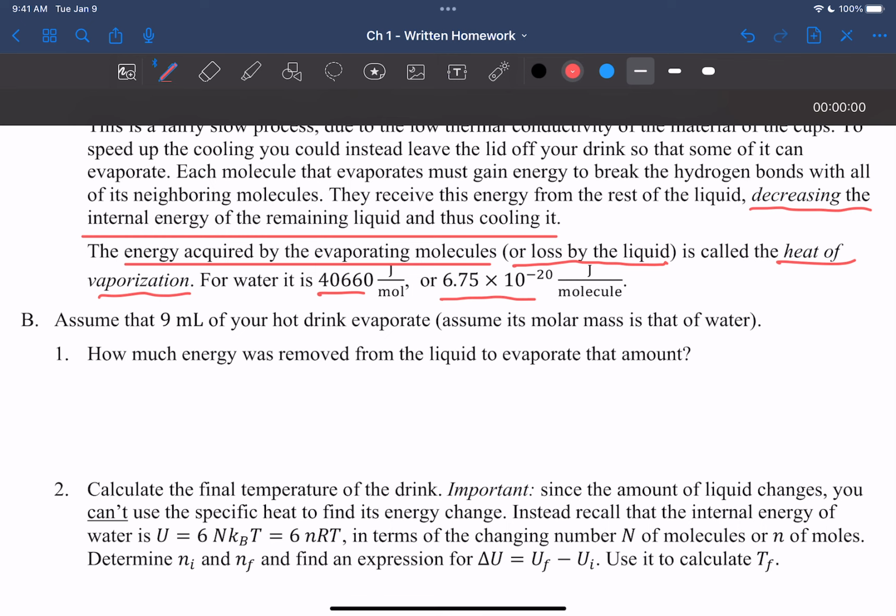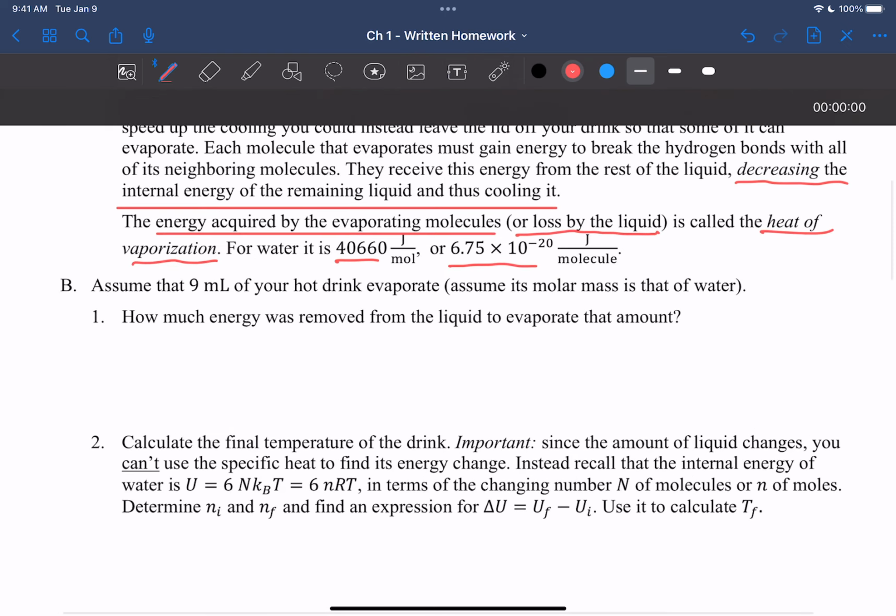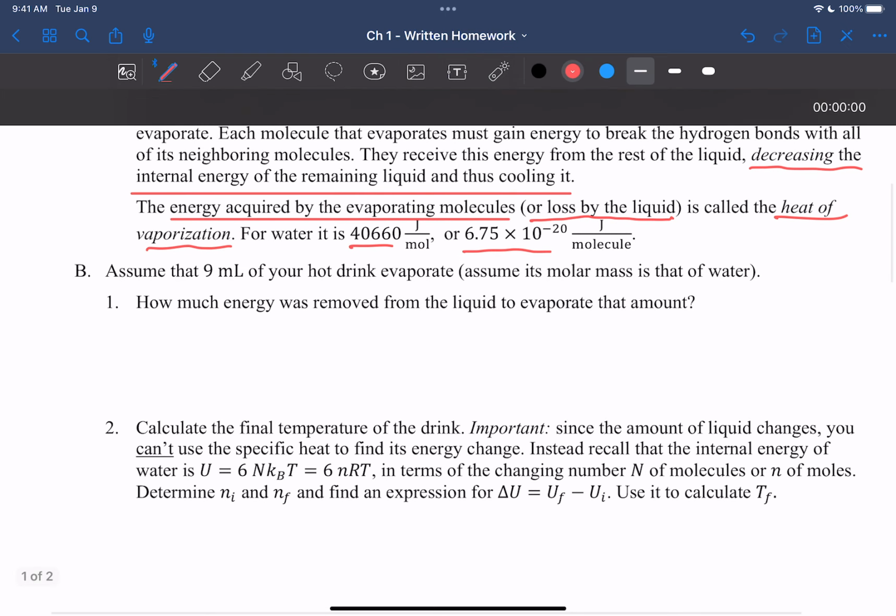All right, so I think we're solid on that. I looked it up as well, and yep, we're good. Anyway, for part B now, it says, assume that 9 milliliters of your hot drink evaporates. Assume its molar mass is that of water. So how much energy was removed from the liquid to evaporate that amount?